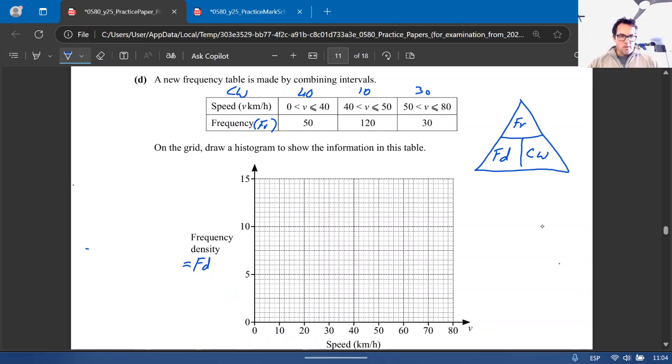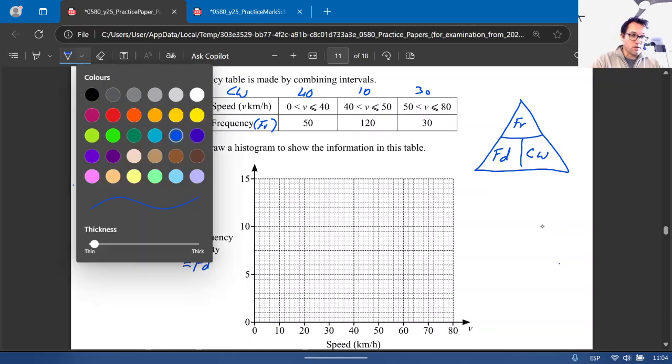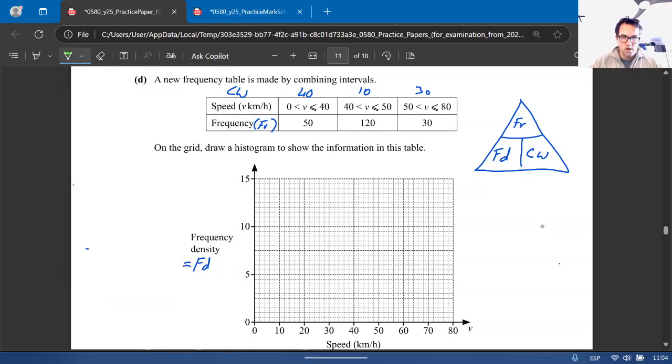So let's get started. We got the class width. Let's use our pencil. The class width for the first one is 0 to 40, so this is where the bar is going to start. We need to get the frequency density to see how high the bar is going. We're going to take the frequency, in this case 50, and divide it by the class width, which is 40. And that, of course, will give us 1.25.